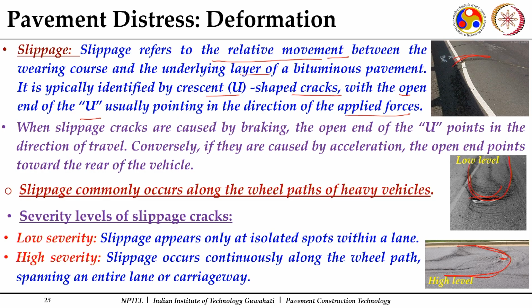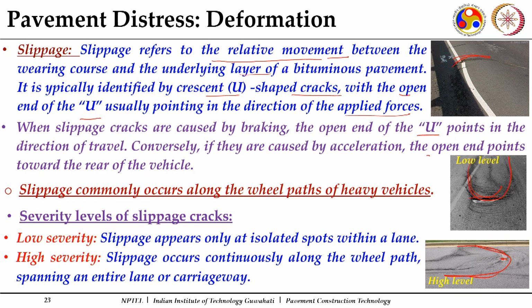So, this is a common feature. If the brakes are applied, you will always see this U pointing in the direction of travel. So, if brakes are applied, this kind of shift that happens will have the U pointing in the direction of your travel. And if there is some acceleration, in that case the open end points towards the rear, or the opposite of your travel direction.